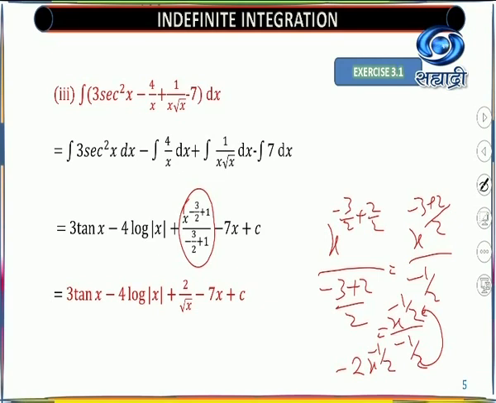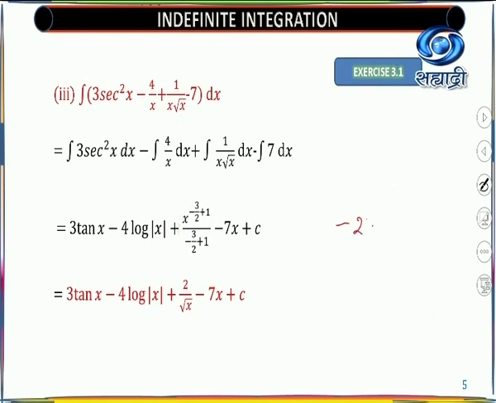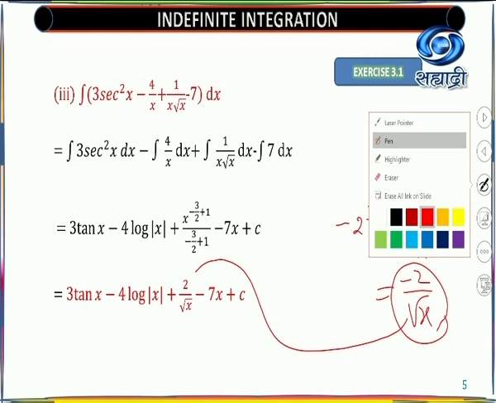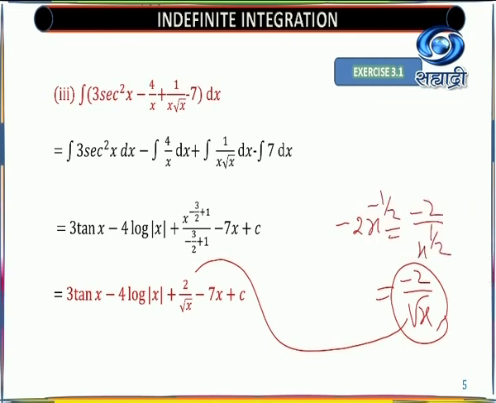Now you convert this into a positive power, so it goes to the denominator. You will get minus 2 upon x raised to half, which becomes a positive power, and that is minus 2 upon root of x. So your value is minus 2 upon root x. Now the whole value is minus 2 upon root x, minus 4 log of mod x, minus 7x plus constant of integration.